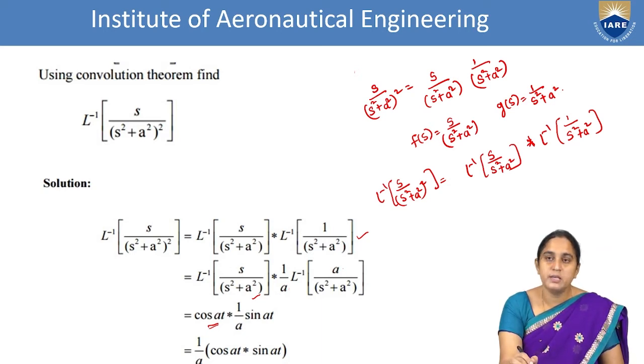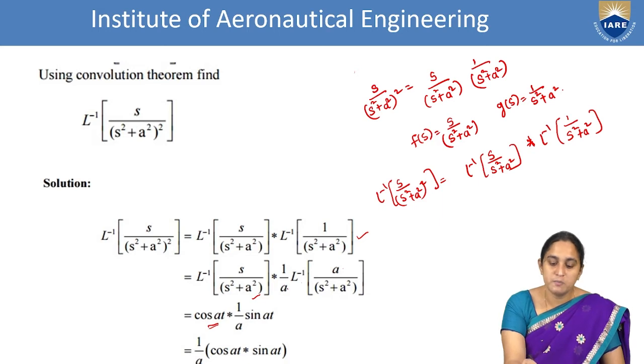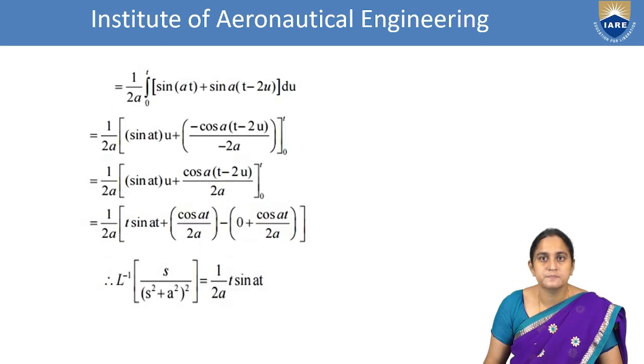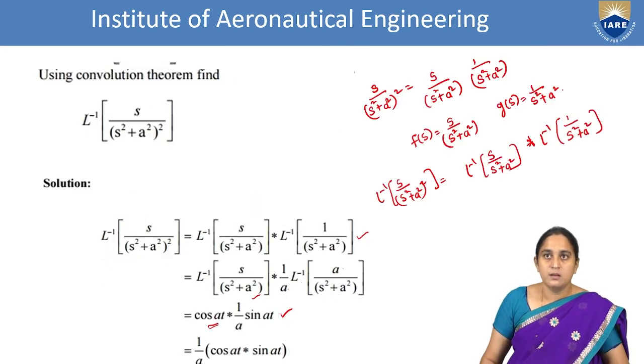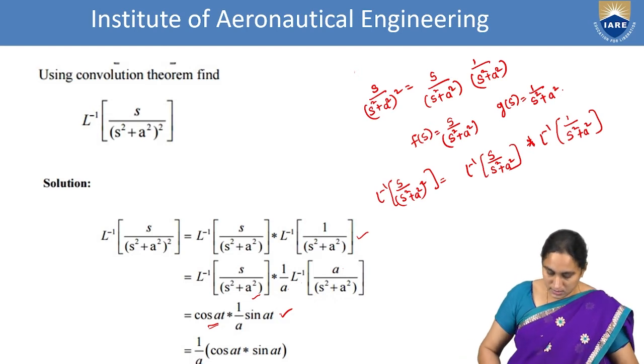That's why I'm multiplying and dividing with a here, that is 1 by a into Laplace inverse of a by (s square plus a square). Laplace inverse of s by (s square plus a square) is cos at, star, 1 by a into Laplace inverse of a by (s square plus a square), whose formula is sin at. I'll take 1 by a outside and the remaining part is cos at star sin at. Okay, next step.